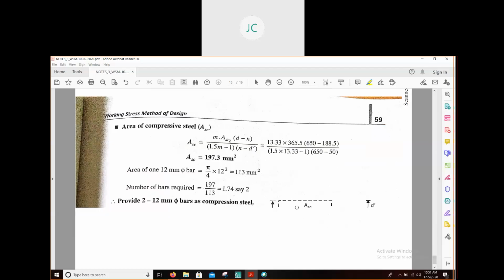So after getting these two values, what we have to do? We have to design the section. We have to draw the section. I hope you can draw the diagram. Your diagram will be this one. I will show you how to draw the diagram. Whenever you are asked to design a section, after finding out the number of bars, always you have to draw a diagram.